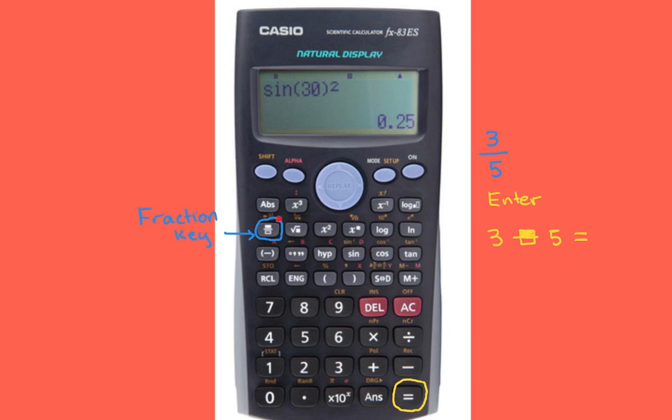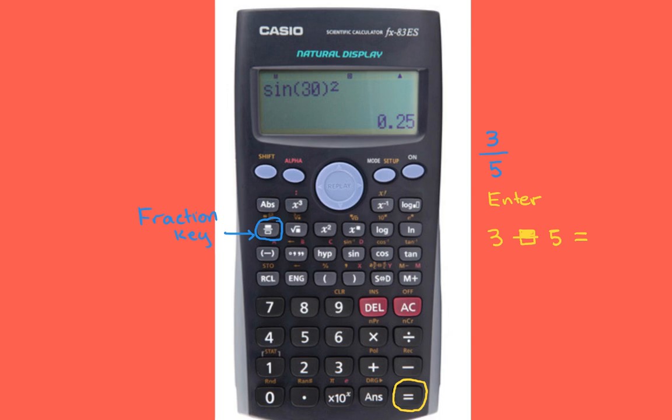I want you to find on your calculator the fraction key, and it will look something like this. I'll give you a moment to find it. We're going to practice entering some fractions. To enter the fraction 3/5, we enter 3, the fraction button, 5, and you can enter equals, but you might not need to. Can you spend a minute entering some fractions on your calculator?